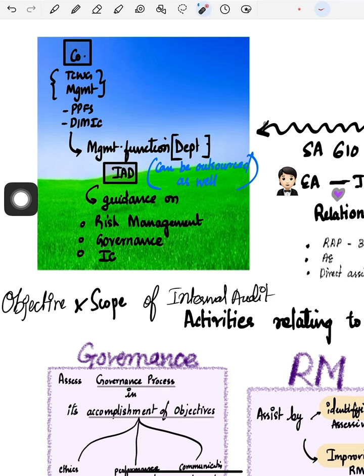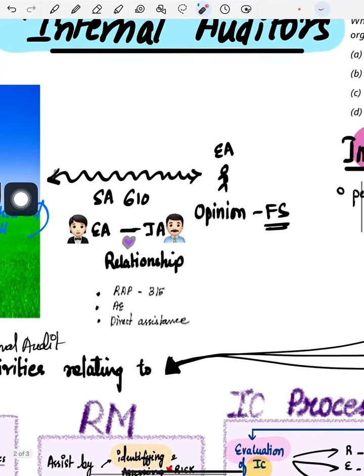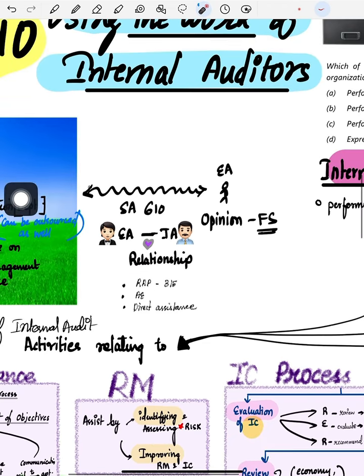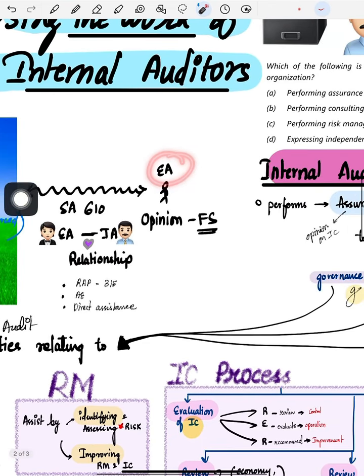So what relationship does the internal audit department have with the external auditor? We all know that the external auditor is responsible for giving the opinion on the financial statements. SA 610 talks about the relationship between the external auditor and the internal auditor: how the external auditor will use the work of the internal auditor, in what cases he will use the work, and in what cases he will use less work. So what are the different objectives under this SA? Let us discuss them.